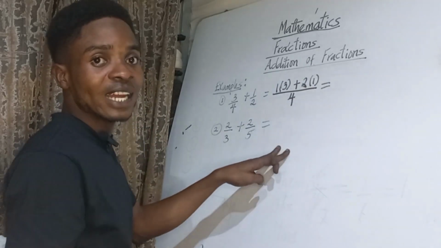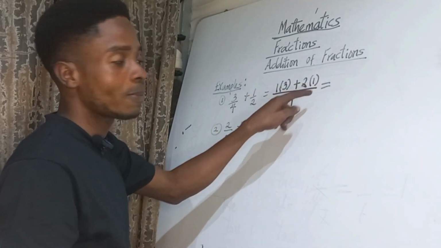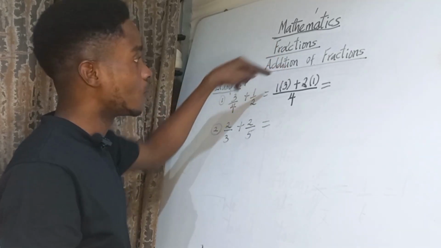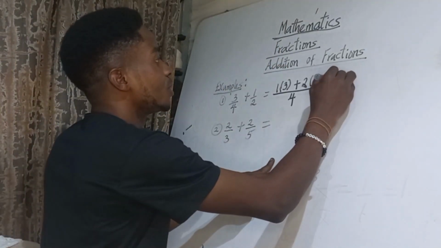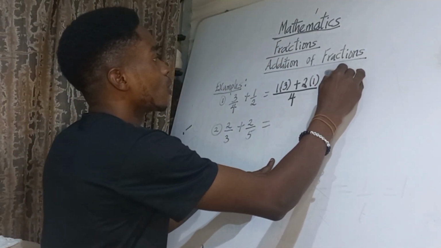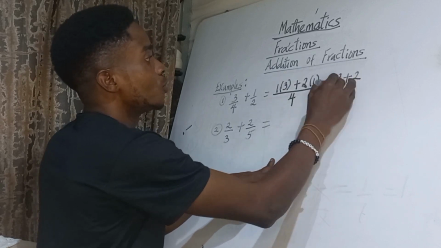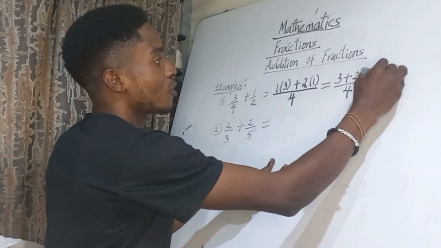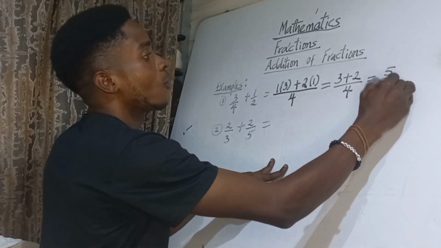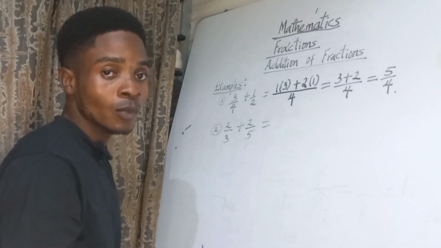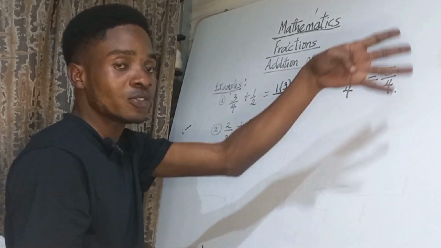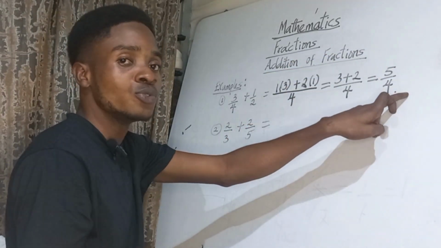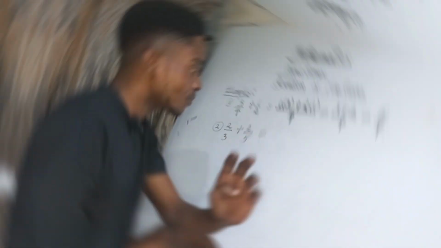Let's go. The next thing is you open the bracket by multiplying the one outside by the one inside. 1 times 3, you have 3, right? Plus 2 times 1, 2 over 4. Then you add together, you have 5 over 4. And that's your final answer. Of course, by the time we come to mixed fractions, I will teach you how you can simply change this one to a mixed fraction. Are we together? Very good.